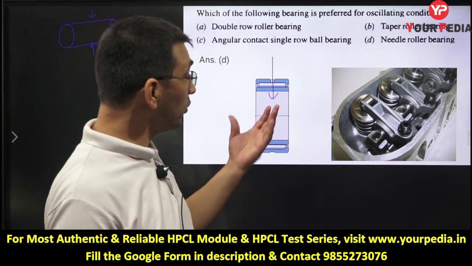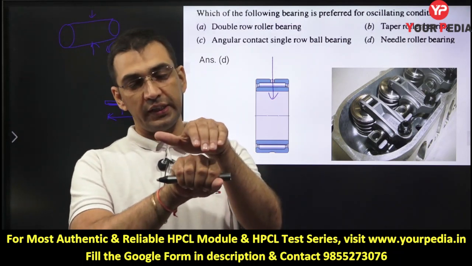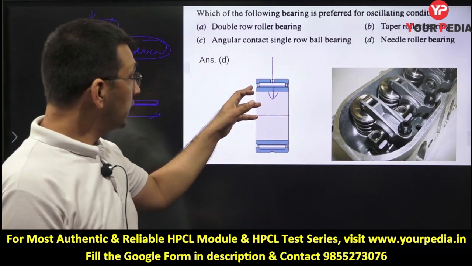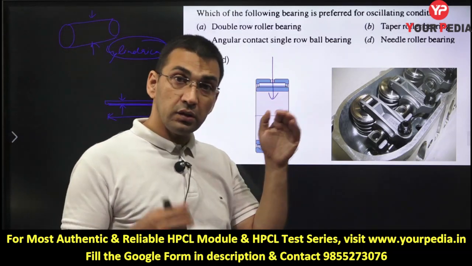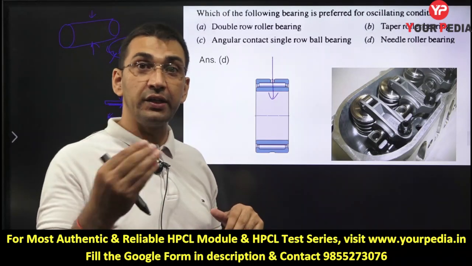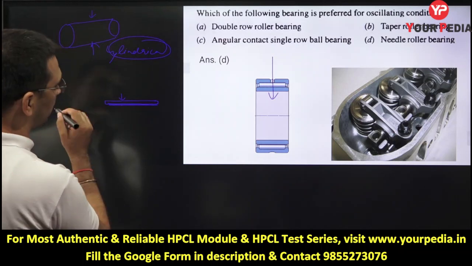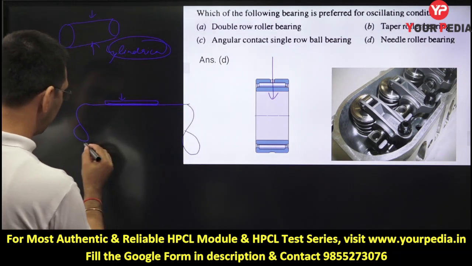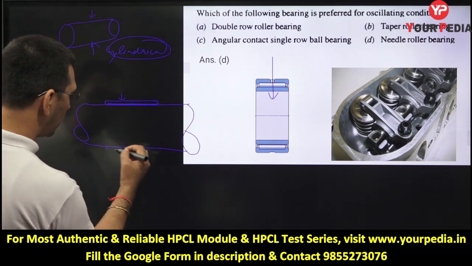In addition, you know you have an inner and outer race. For example, this is the inner race, this is the outer race, and you place the rolling element in between. This is how you normally do it. In these needle roller bearings, sometimes you can even remove the inner race. You don't have the inner race. So directly you use this roller on the surface of the shaft. Let's say this is a shaft. You don't have an inner race, so the rolling element rolls directly on the surface of the shaft.